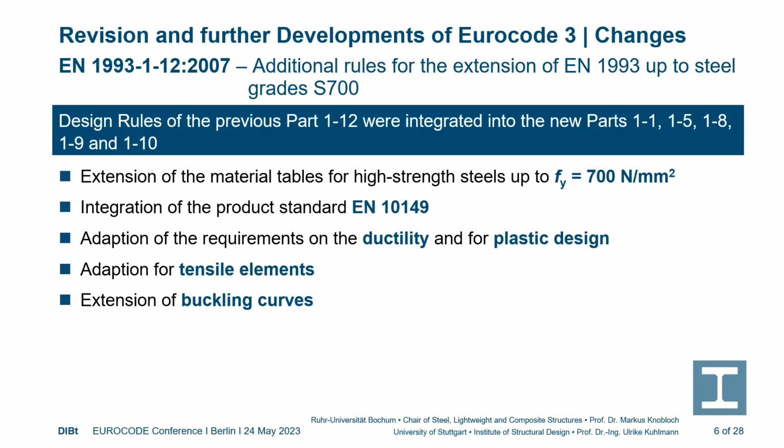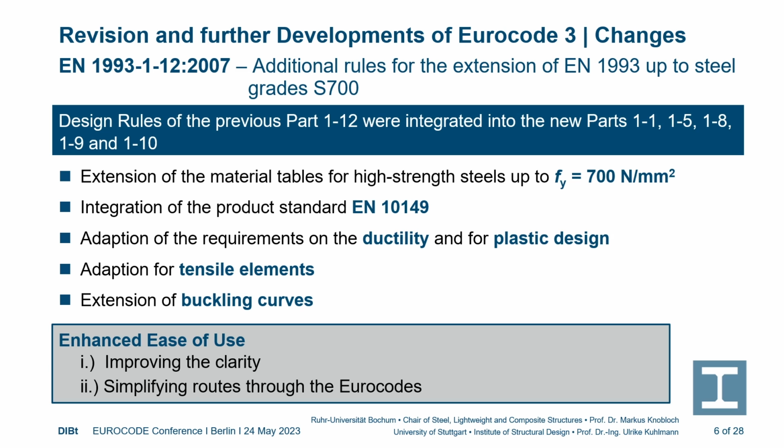I'd like to give you a few ideas on what I understand under structural reorganization. So we have at the moment a Part 1.12 dealing with additional rules for the extension of Eurocode 3 up to steel grades S700. This content is now shifted to the original parts, so Part 1.1, Part 1.5, Part 1.8. So I think this is a very good metaphor for clarity and enhanced ease of use.